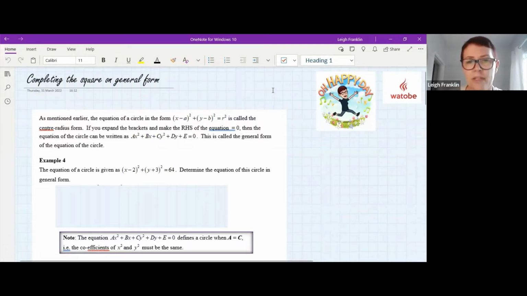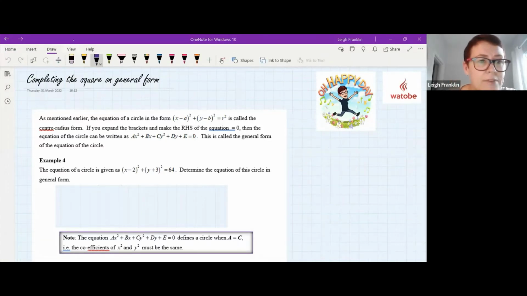What we were talking about the other day: when an equation of a circle is given to you in the form x minus a squared plus y minus b squared equals r squared, that form is referred to as center radius form. The reason it's called center radius form, if you recall, is that we can read the coordinates of the center of the circle and know the length of the radius.